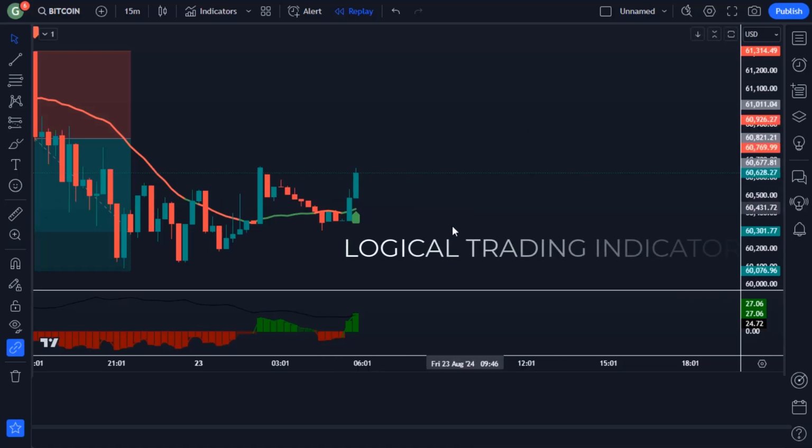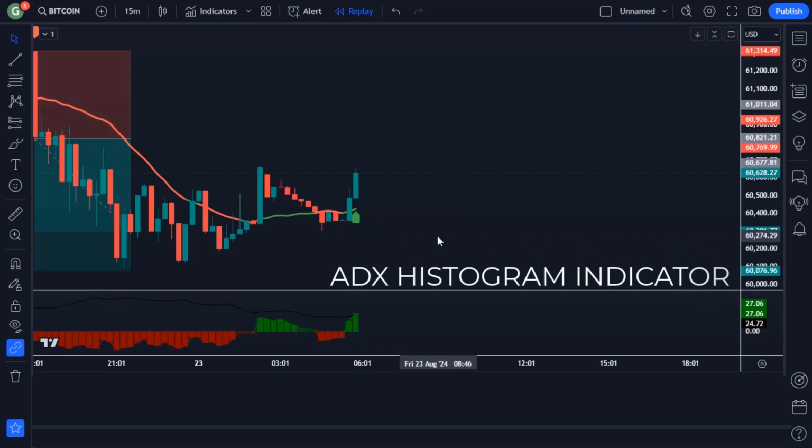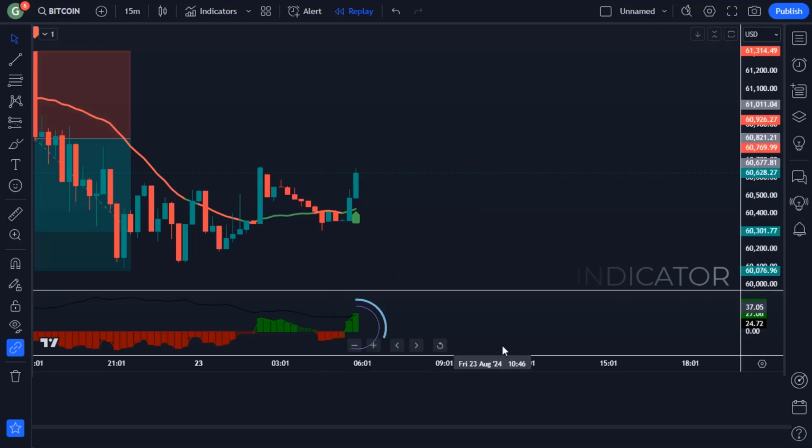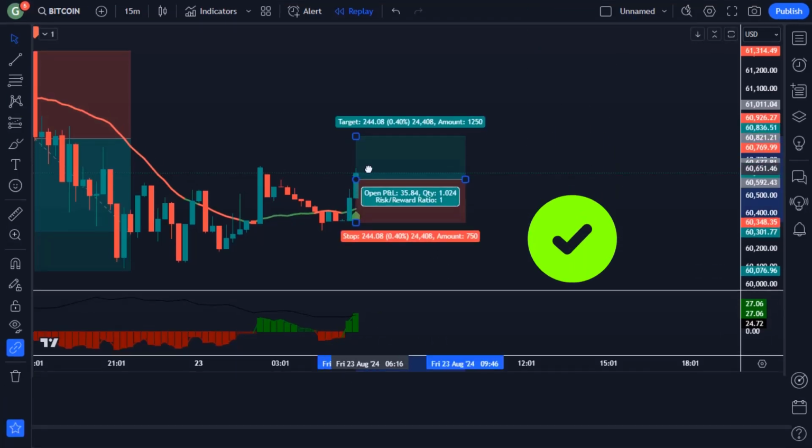Here, the logical trading indicator gives us a buy signal. Here, the ADX histogram with DI lines shows a green histogram. Here, the market has made a bullish candle to give confirmation. If this condition is fulfilled, then we will place a buy order.